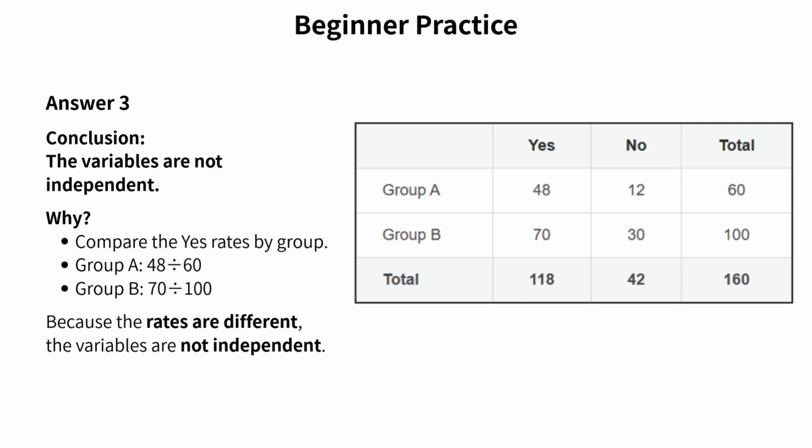Notice what we're doing. In both cases, we fix the group first, and then use the row total as the denominator. Once we do that, the result is obvious. The yes rate in Group A is different from the yes rate in Group B, and because those rates are not the same, the variables cannot be independent. This is a classic SAT trap. The table looks similar at first glance, and many students stop at the counts. But the SAT is not testing arithmetic here. It's testing whether you know what to compare, and which total belongs to which question. Remember this rule: if the rates change across groups, independence is broken. That single idea will save you from many mistakes in two-way table questions.